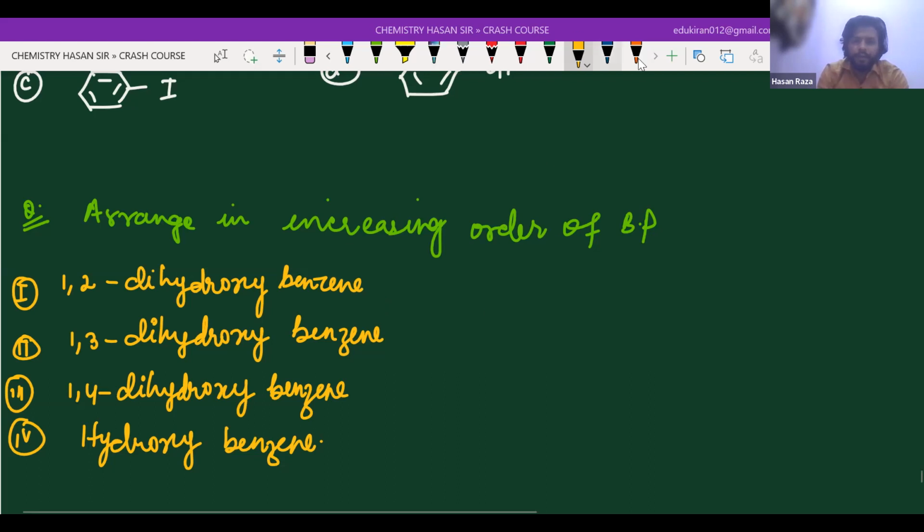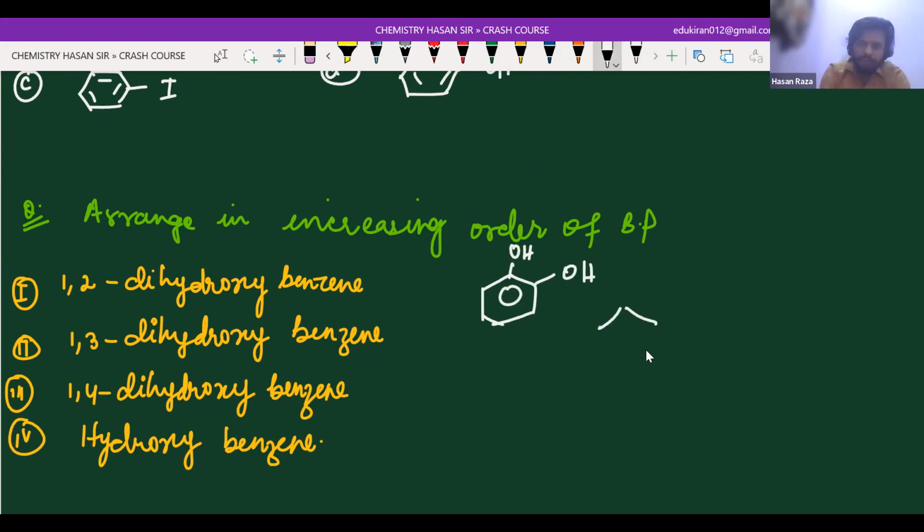See, you just need to draw the structure in mind, or here you can draw it. The first one is like this, 1,2-dihydroxybenzene. The second one is 1,3-dihydroxybenzene. And the third one is 1,4-dihydroxybenzene.